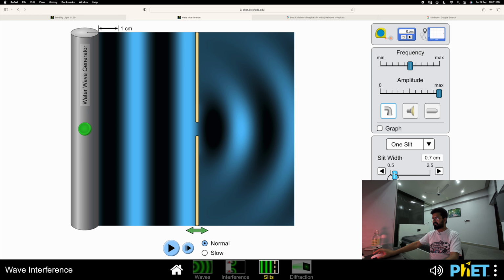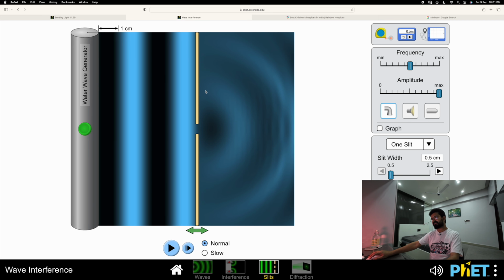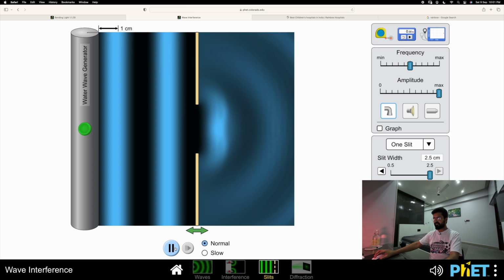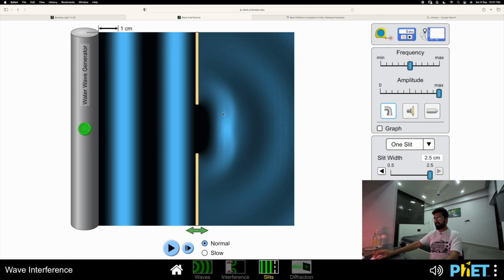What if I make the slit width negligible? Now let's look at this one here. Look at this, that's a pure curve form, right? It's a pure curve here. But whereas when the slit width is larger, you can see curve, straight, curve, right? I'm just showing once again.